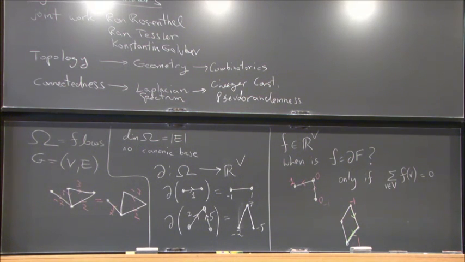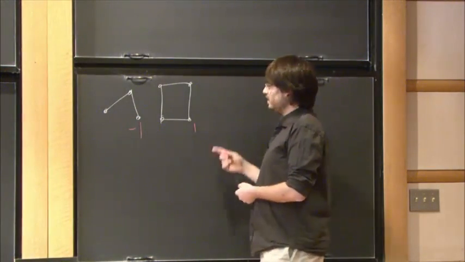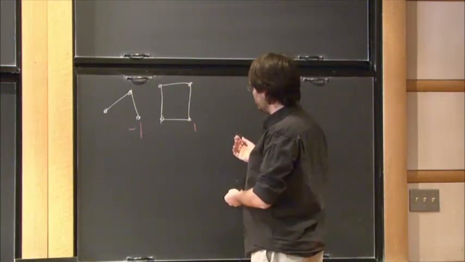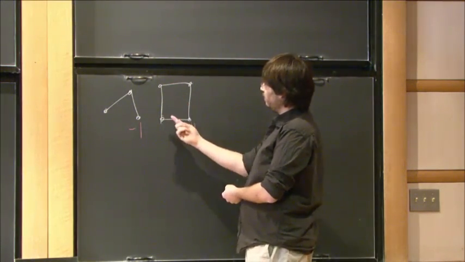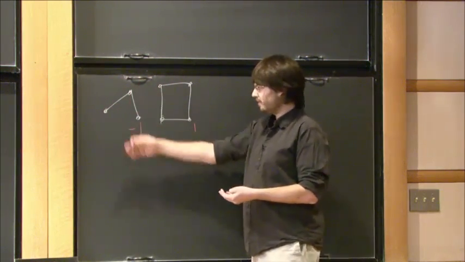But if you start with a disconnected graph, and I put 1 here and -1 here, I can't have a flow whose boundary is this function. So intuitively, I think it's clear that I need to take this one. I'm taking one from here, but I'm only moving it inside this component.